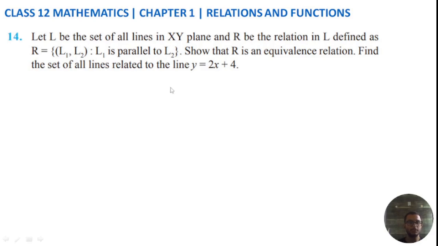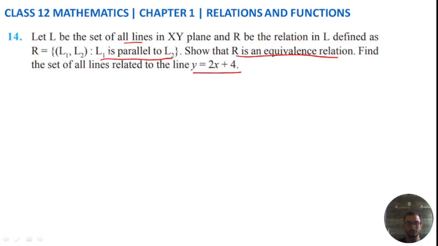Okay, so what is question 14? Let L be the set of all lines in the xy plane, and R be the relation defined so that R will contain the pair (L1, L2) if L1 is parallel to L2. We have to show that this is an equivalence relation. It's easy. Then find the set of all lines related to the line y equals 2x plus 4. The first part, showing equivalence, is easy.